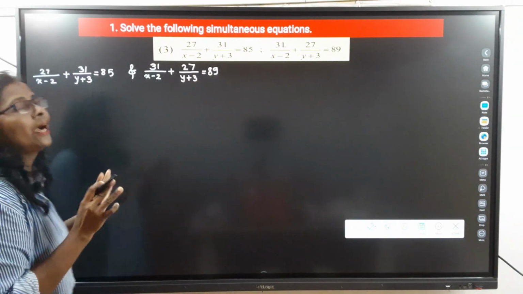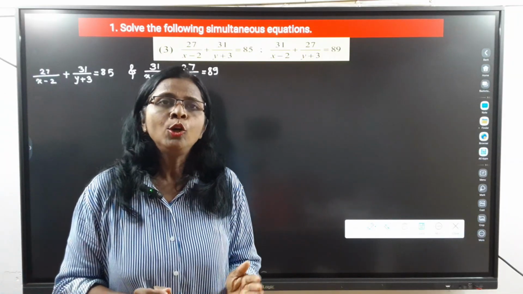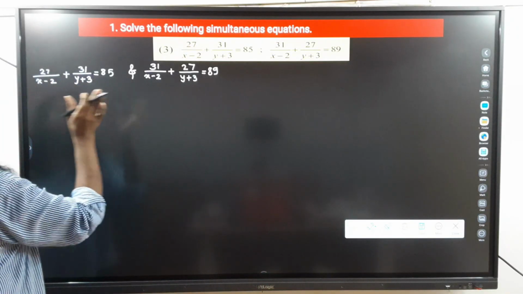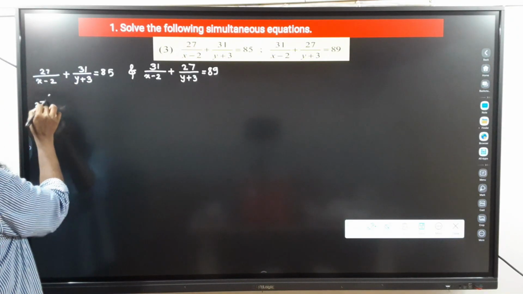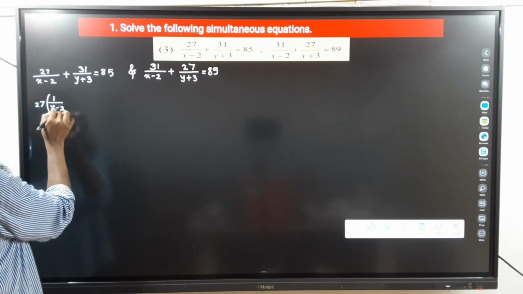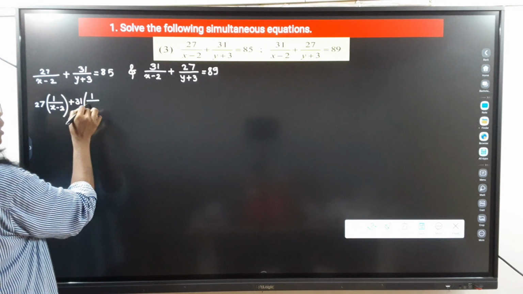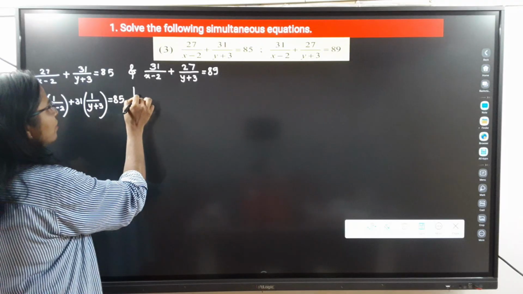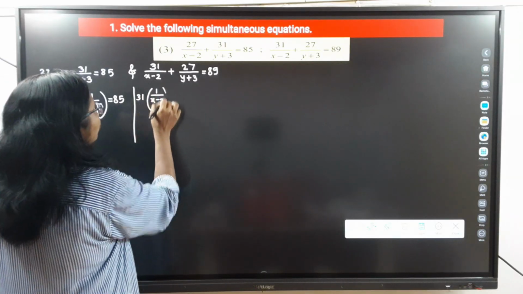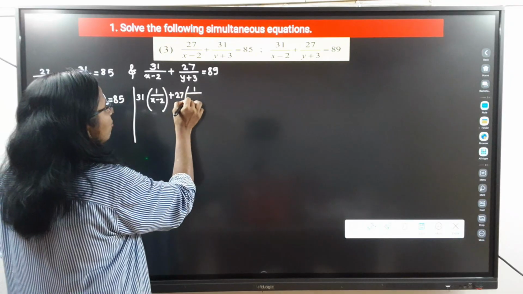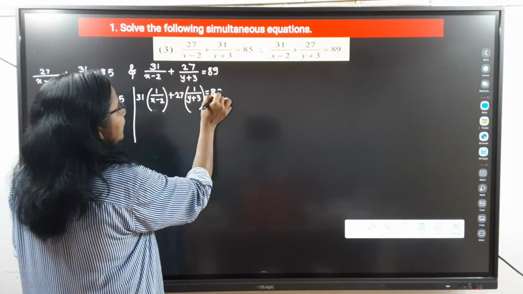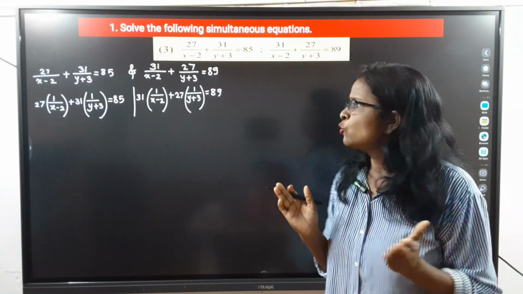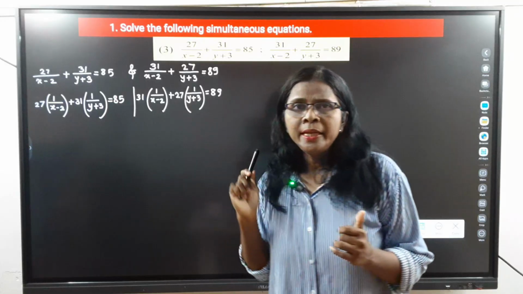Then these equations are non-linear equations. So I try to convert them into linear equations. So here we first simplify these two equations. So here we can write this equation as 27 multiplied by 1 upon x minus 2 plus 31 multiplied by 1 upon y plus 3 is equal to 85. And then 31 multiplied by 1 upon x minus 2 plus 27 multiplied by 1 upon y plus 3 is equal to 89.